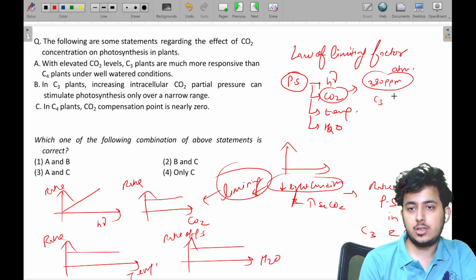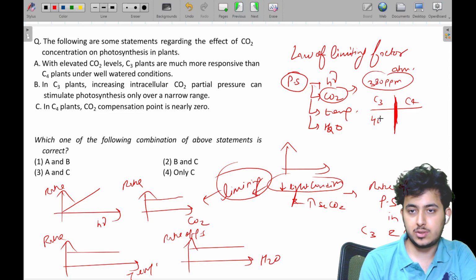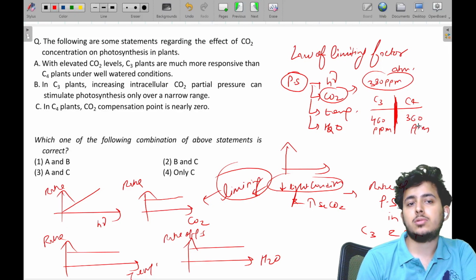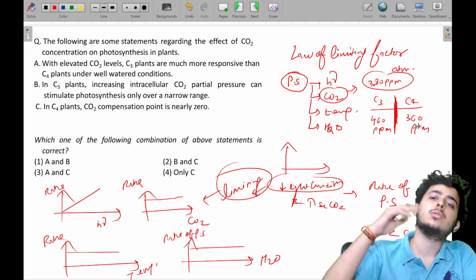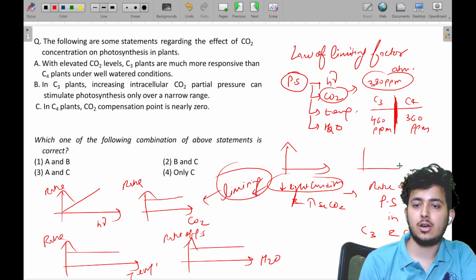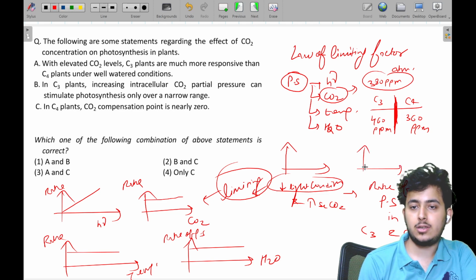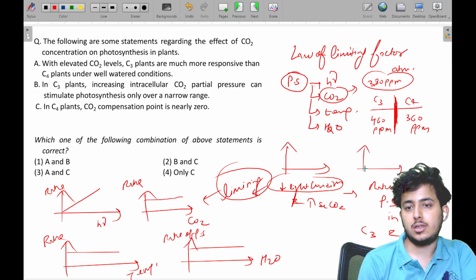Now in case of C3 and C4 plants, there is a difference. For C3 plants, the threshold for carbon dioxide is around 460 ppm, and for C4 plants the threshold is around 360 ppm. So what you understand from this part is that for C3 plants, their threshold is already much higher.